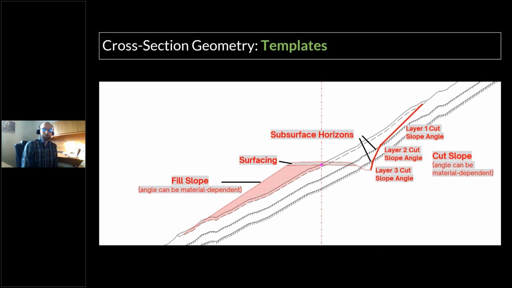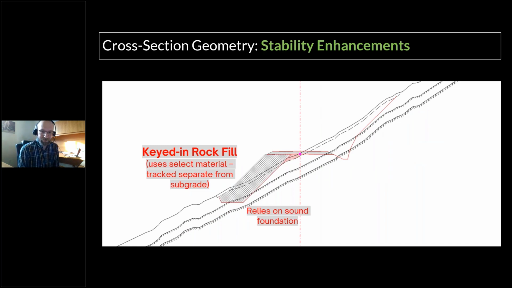Now, aside from just a simple run-of-the-mill cross-section, we can easily account for other requirements. So this is where I was talking about putting together different components. These can include things like berms, barriers, walls, and other stability enhancements, such as the cross-section we have here, where we've taken a keyed-in rock fill component and added that in. Just worth noting here, with these more complex fills, always consider what you're dealing with. An important part of that is making sure that you have a solid foundation.